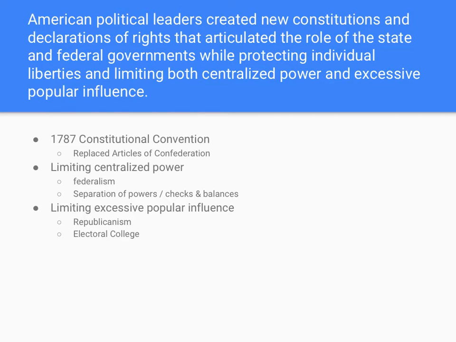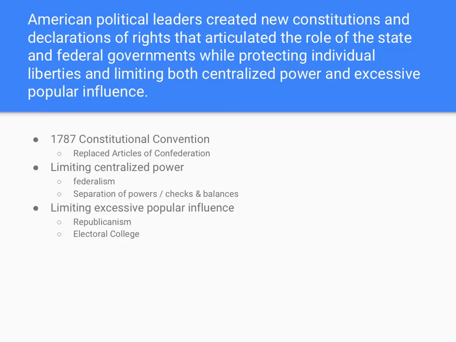So let's talk about how the Constitution tried to limit centralized power. The Constitution wanted to create a stronger central government, but our political leaders were still very afraid of creating a central government that would be too powerful, a central government that would be more like the tyrannical government of Great Britain that they had just gotten rid of. So they certainly wanted to continue to limit centralized power, and so they came up with a system of federalism. Federalism shares powers between the state and the central government.